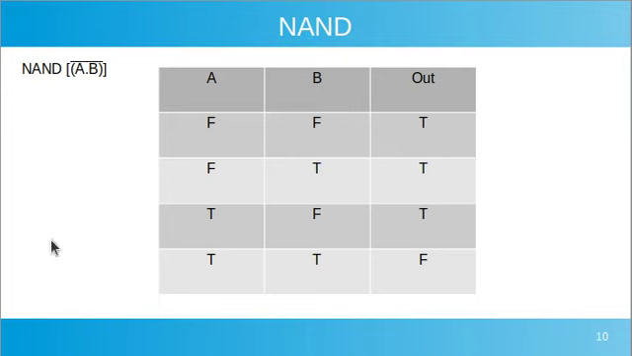Similarly, in the NAND operation, we know that in the AND operation, if both of the values are true, the output will be true. So NAND is the opposite of the AND operation, and here if both of the values are true, the output will be false. Otherwise, other combinations of input values will give the result true.